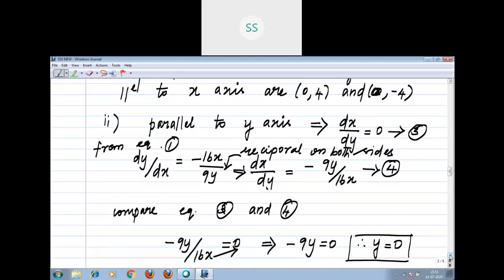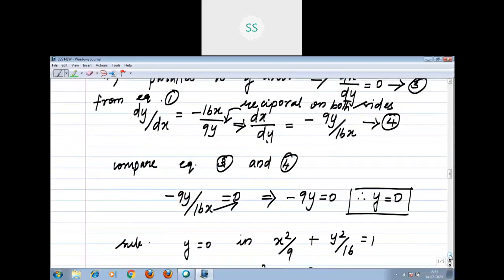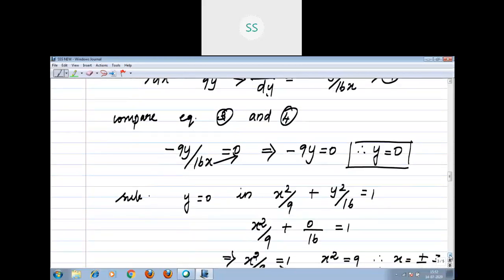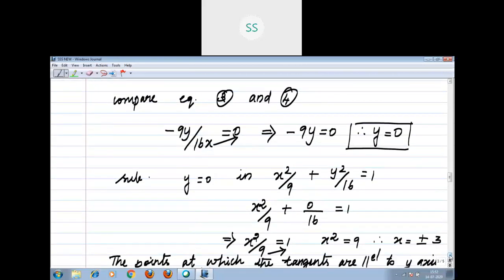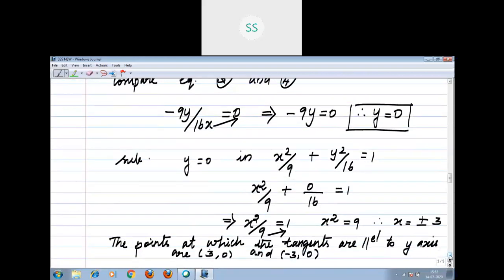Then compare 3 and 4. You arrive y is equal to 0. Substitute y equal to 0 in x square by 9 plus y square by 16 equal to 1. Then you arrive x square by 9 equal to 1, x square equal to 9, x is equal to plus or minus 3. The points at which the tangents are parallel to y-axis are, here x is different, y is standard as 0. So 3 comma 0 and minus 3 comma 0.